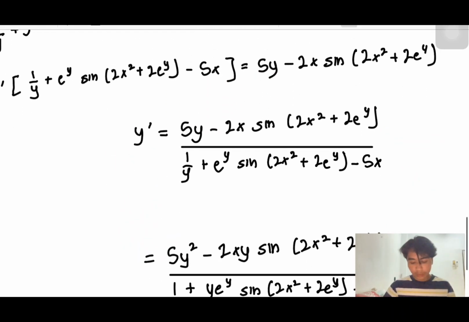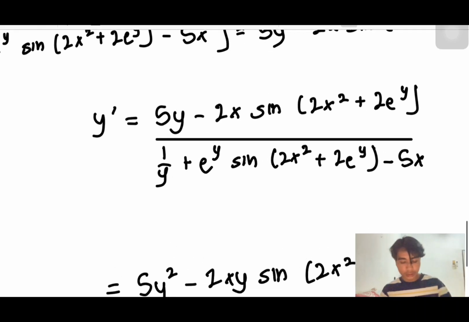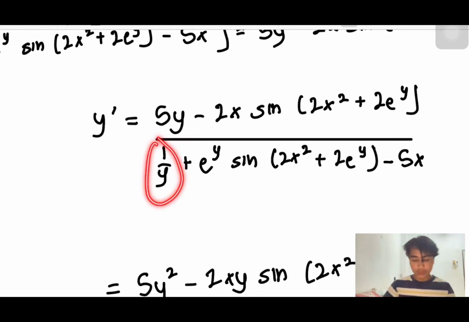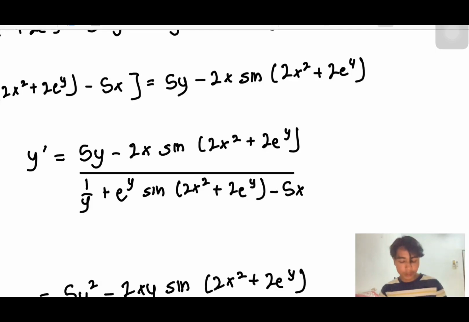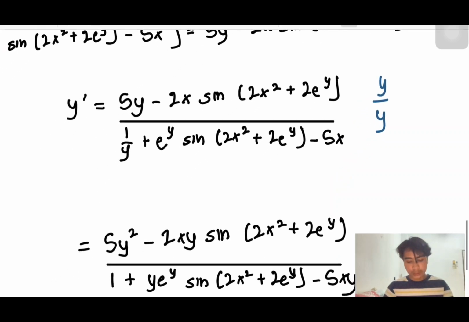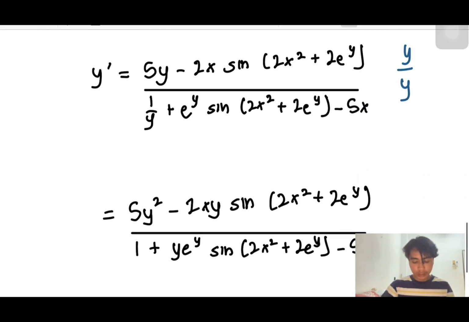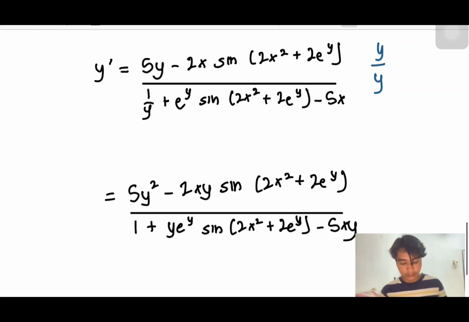But normally in maths we don't write a fraction in a fraction, so we will eliminate 1 over y here. So I'm gonna times the equation with y over y. So all the terms times with y, and we will have the answer here.